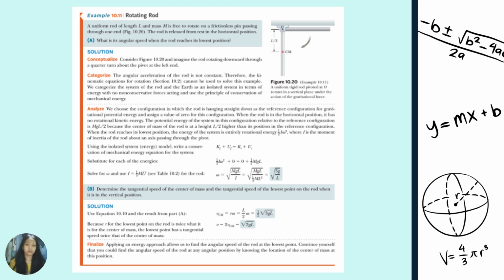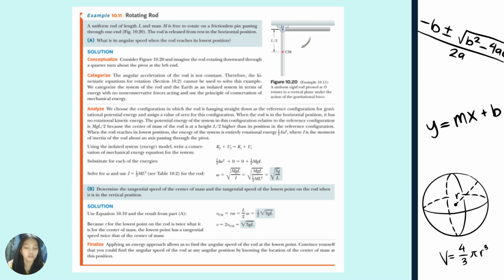So next, this is the example of the rotating rod. A uniform rod of length L and mass M is free to rotate on a frictionless pin passing through one end. The rod is released from rest in the horizontal position. What is the angular speed when the rod reaches the lower position?